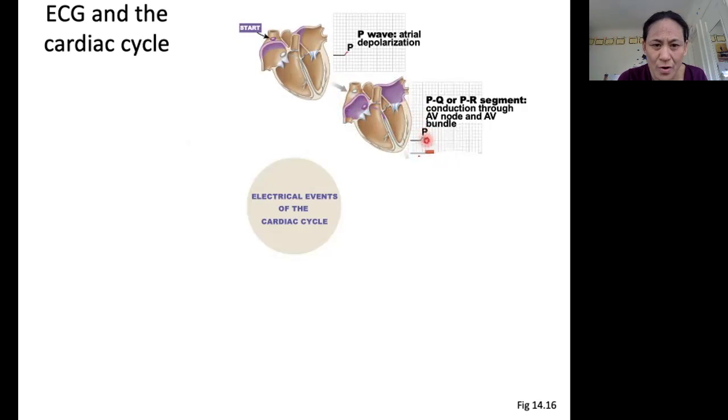And also notice that when the atria are contracting, we're actually back in a segment. You don't need to pay attention to the name of this segment, but we're basically back at our baseline voltage. So we are contracting our atria after the P wave has happened.